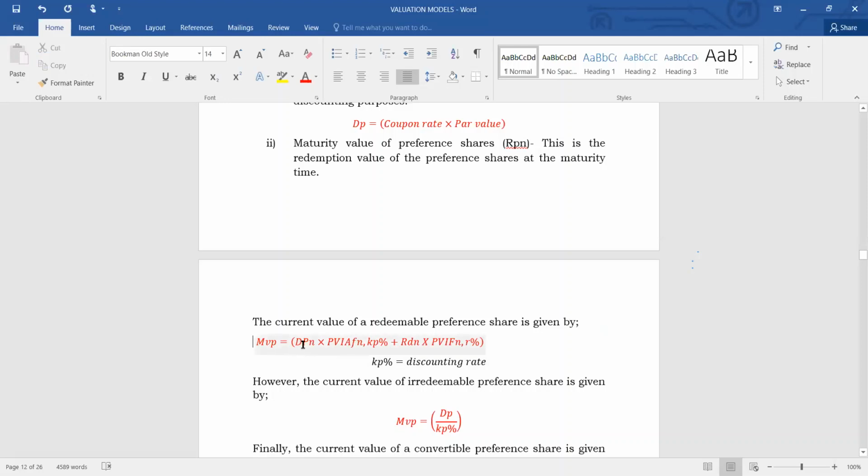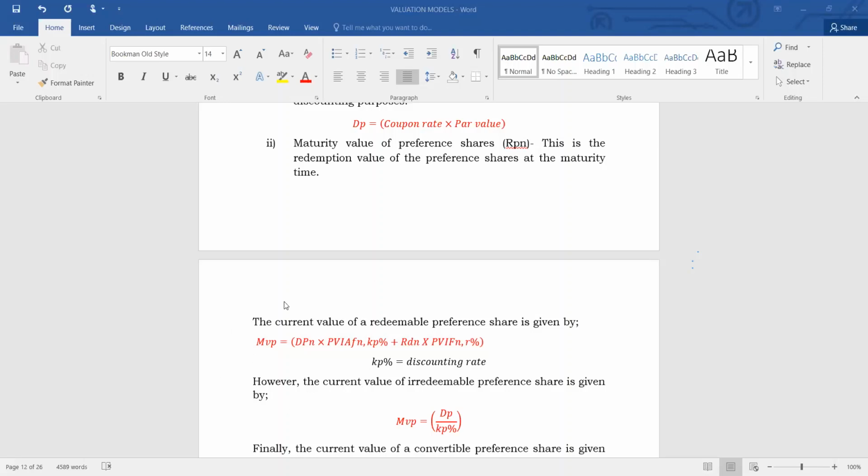Preference dividend times the present value of the annuity factor at KP%. So this preference dividend we treat as an annuity. You take the rate of dividend, which is fixed, multiplied by par value. That should give you the preference dividend, which is fixed. And if the shares are issued over a definite period, then of course they become redeemable.